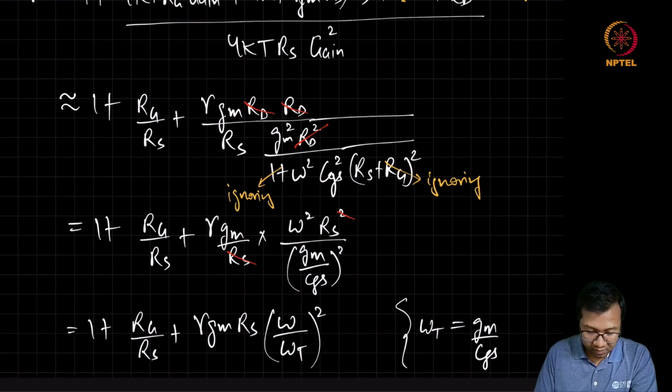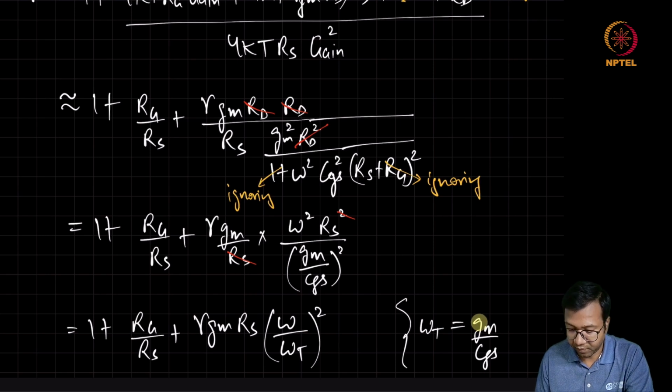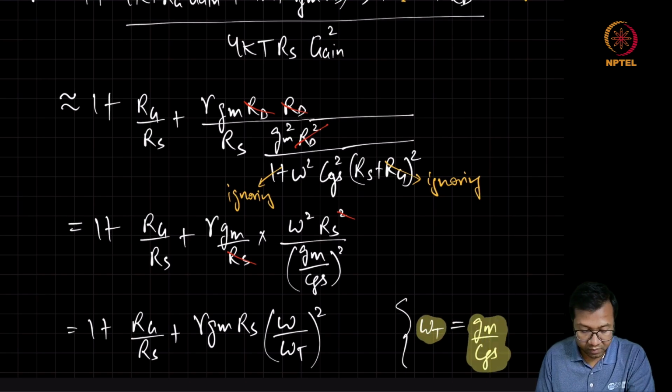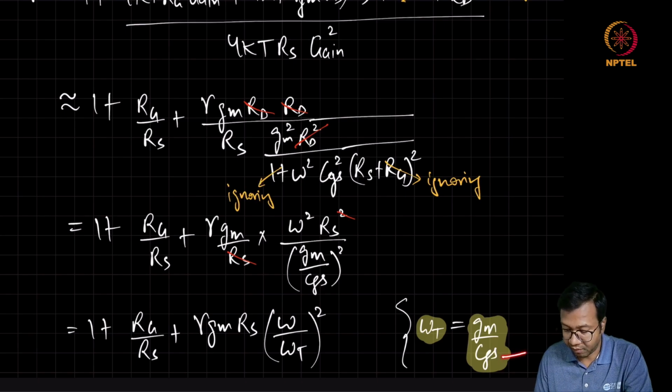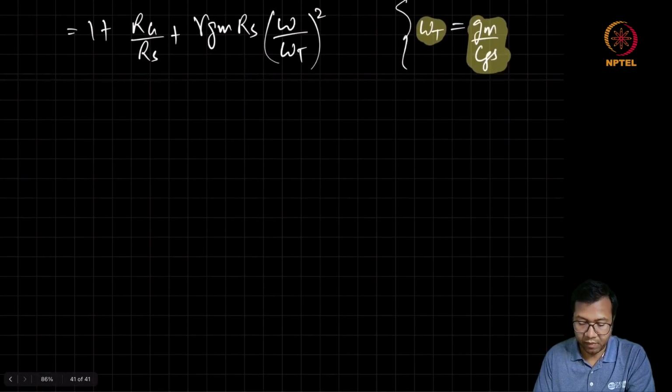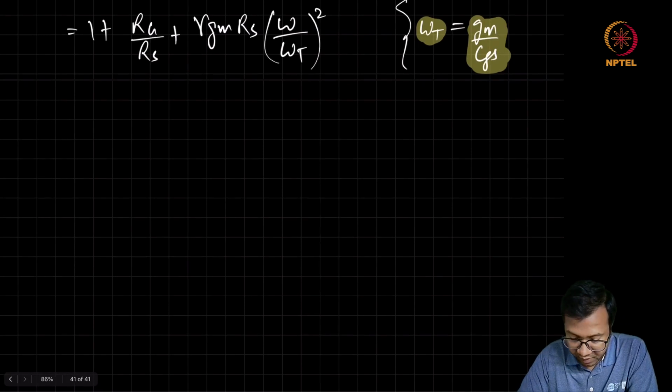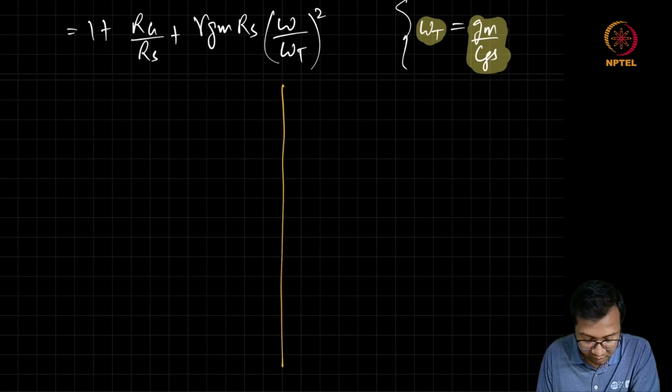And this Gm by Cgs is a very important parameter for any MOSFET in a CMOS technology, because it tells you that for a given transconductance, how much of these unwanted parasitics I'm going to get. The Gm is the desired quantity from a MOSFET. Cgs is undesired. And you want this term Gm by Cgs to be as high as possible. This is also called the transit frequency. And this is an important figure of merit for any process. And to find this transit frequency, a very simple test setup is used.